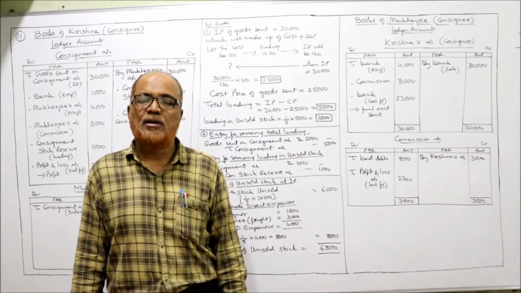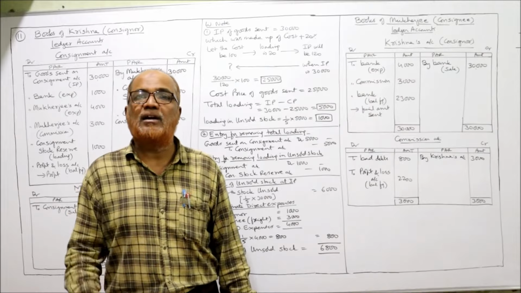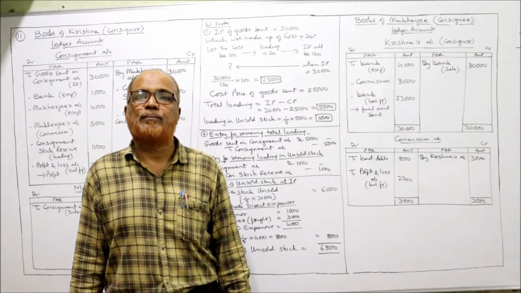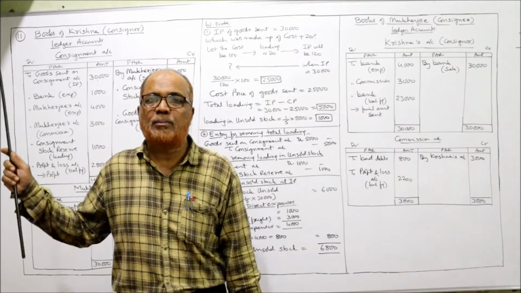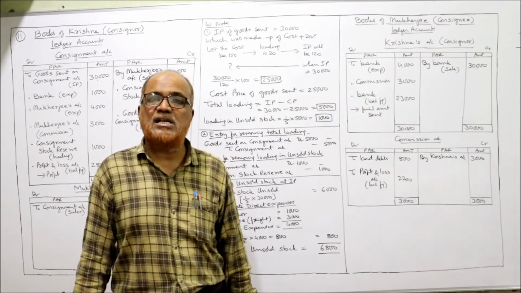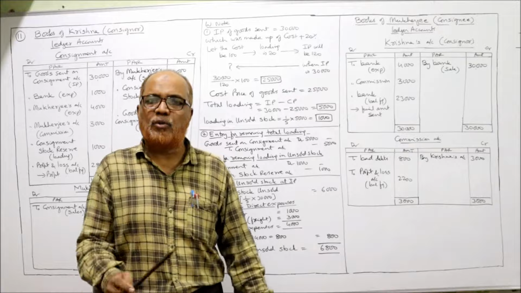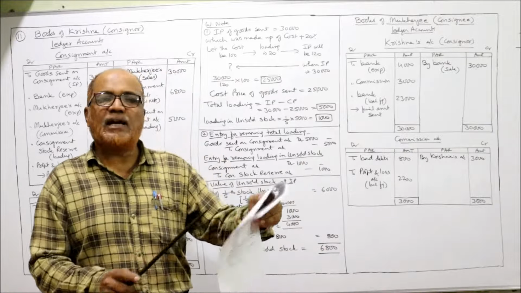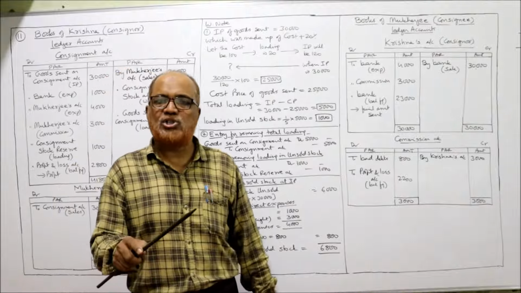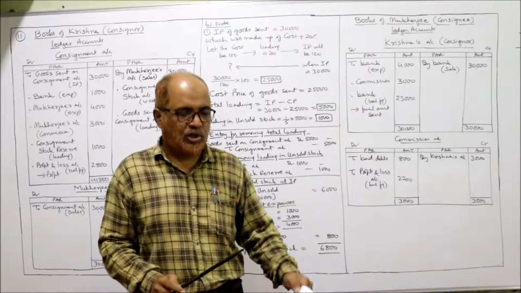Mukherjee should bear it, because consignor is giving del credere commission. So this 800 rupees will not come in the books of Krishna, the consignor. He is not bothered. In the books of Mukherjee, that will come. Then Mukherjee settled his account. That means whatever amount is due, Mukherjee has paid it to Krishna.